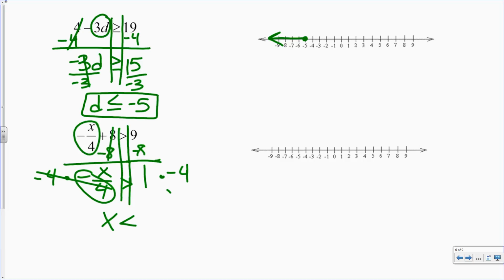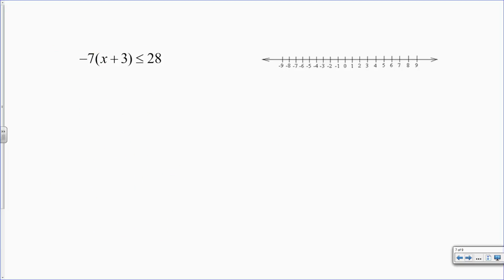And negative 1 times negative 4 is negative 4. So that would be your answer. You go to negative 4 and it should be an open circle. And you should shade everything to the left because we had to switch our sign. Go ahead and try the next problem, and then we'll look at it together.